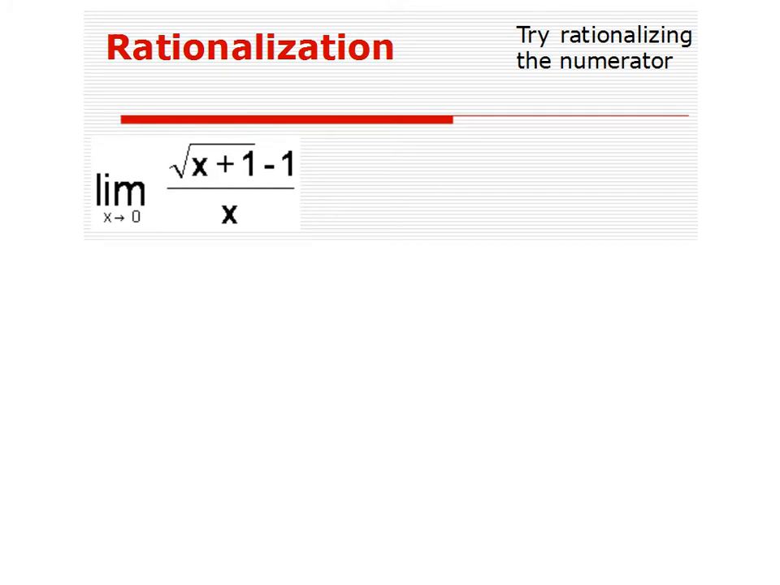Typically what I would do when I see this square root in the denominator, I'd have to multiply by the conjugate. That's what I'm going to do. I'm going to multiply by the square root of x plus 1 plus 1. I'm going to do it on the bottom also.